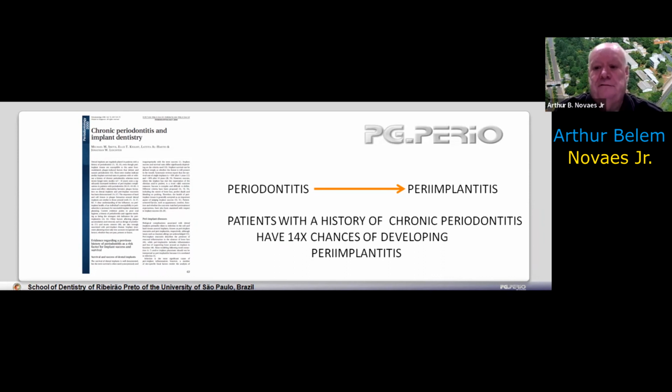This study that I have on the left here states that patients with a history of chronic periodontitis have 14 times more chance of developing periimplantitis. So it's a very significant factor. And if you add to that smoking and diabetes, then it goes off the roof. So we have to understand something about periodontitis, which is obvious to some, but it's worth mentioning.